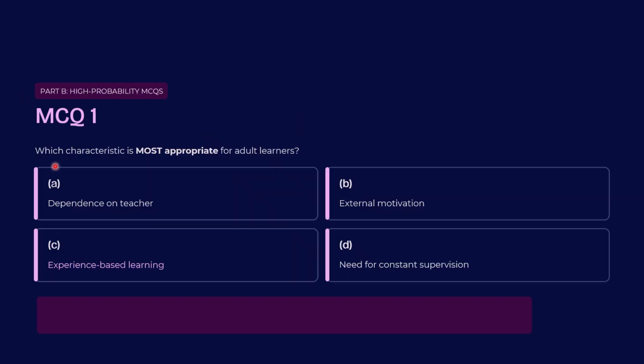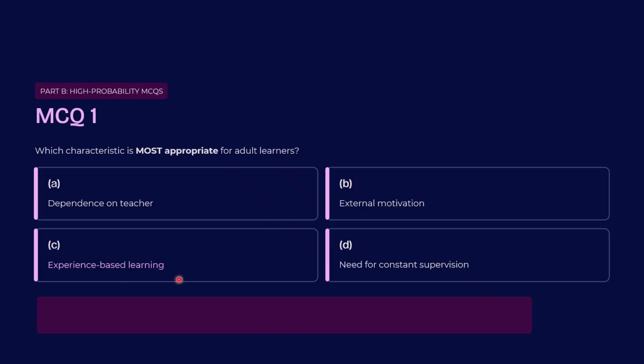Next question: which characteristic is most appropriate for adult learners? Option A, dependent on teacher. Option B, external motivation. Option C, experience based learning. And option D is need for constant supervision. So here the correct option is option C, that is experience based learning.